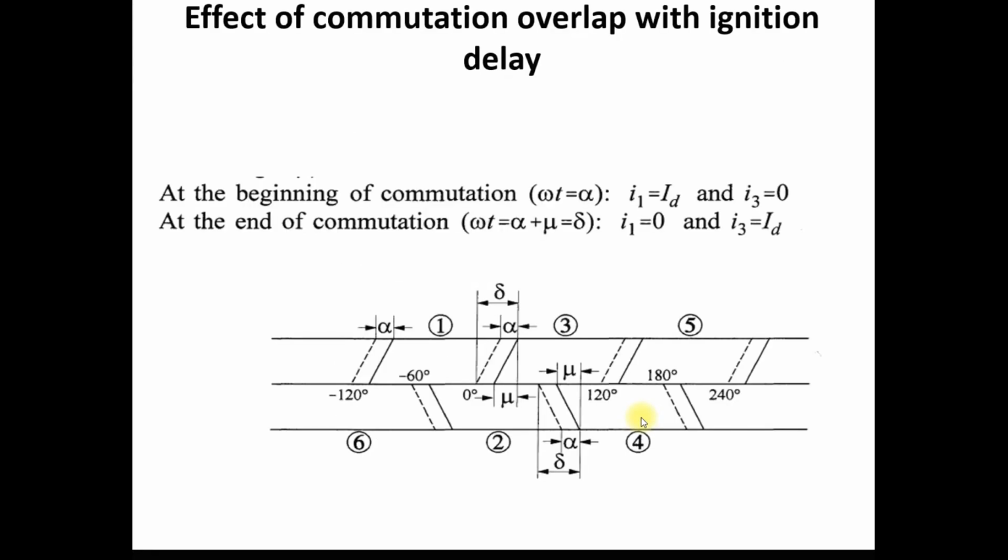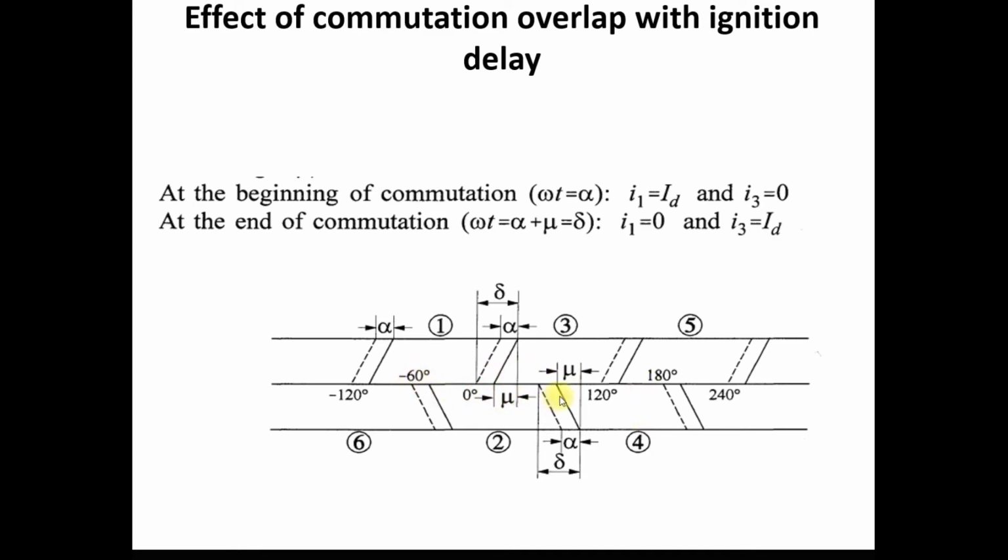Now we understand this effect of commutation overlap with ignition delay. It means when alpha is present, when nu is present. Clear? It means we consider the effect of source inductance as well as we apply the firing angle delay. Clear? So at this time, what is the conduction of valve?